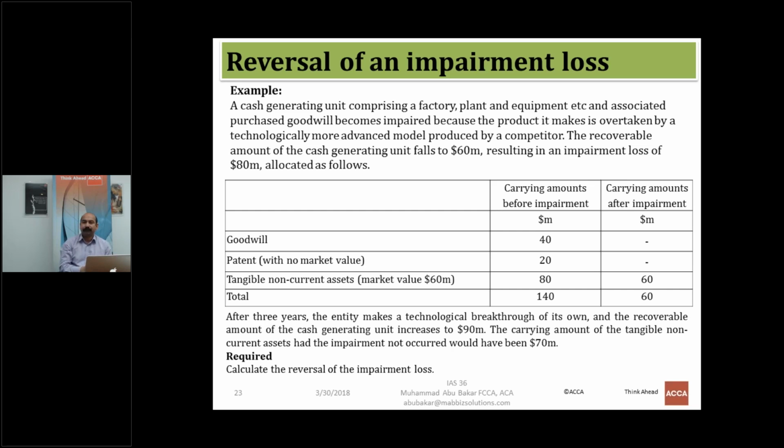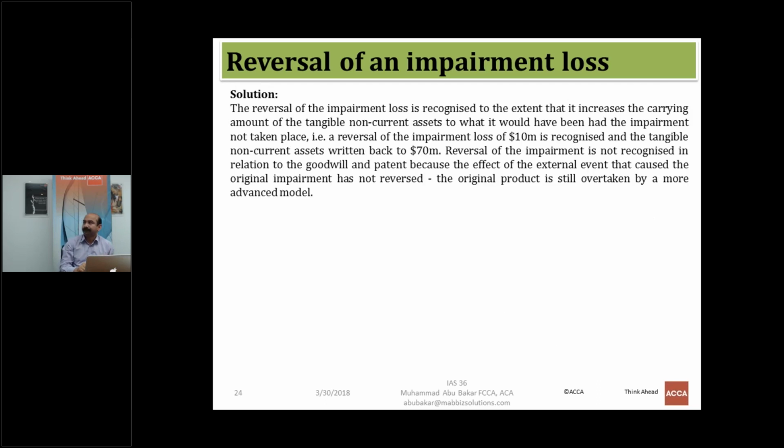See, what is the principle in fact? Actually, the answer is already given within the example. The principle is that the reversal of impairment is recognized to the extent it increases the carrying amount of the tangible non-current asset to what it would have been had the impairment not taken place. That is, reversal of impairment loss of 10 million is recognized and the tangible non-current asset is written back to 70 million. You cannot go beyond the 70 million.